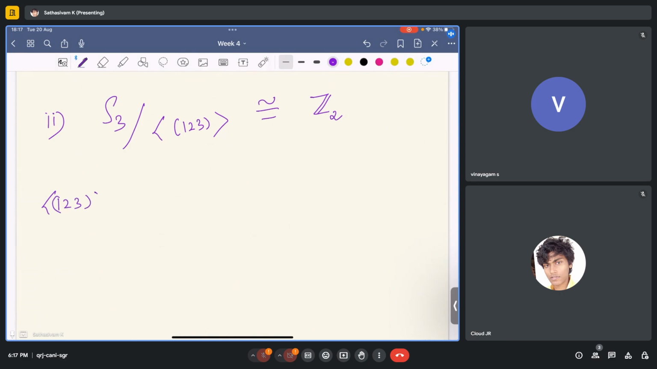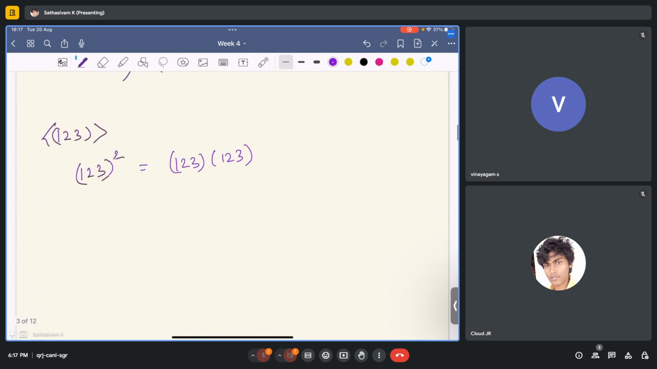This subgroup is a cyclic subgroup, right? If you have a cyclic subgroup generated by a, it contains all the elements of the form a to the power i, or a to the power n if you want to call it. So let's try to compute what those are. If you take (1 2 3) and square it, this is basically (1 2 3) times (1 2 3). In this one, 1 goes to 2, and then in this one, 2 goes to 3, right? So basically 1 goes to 3.